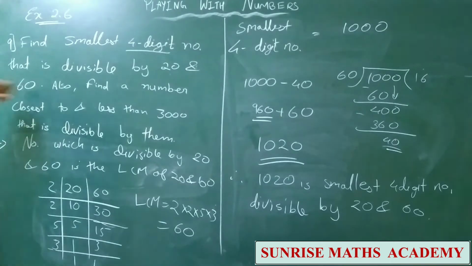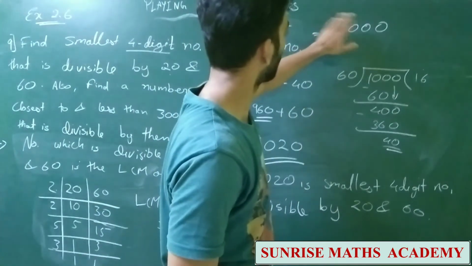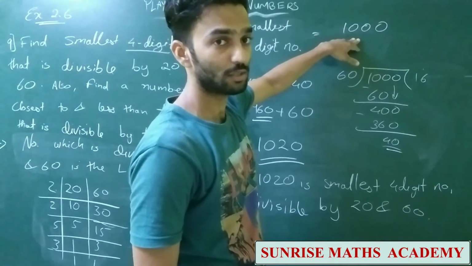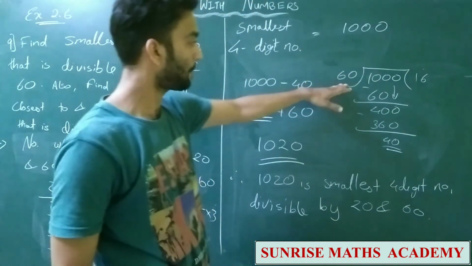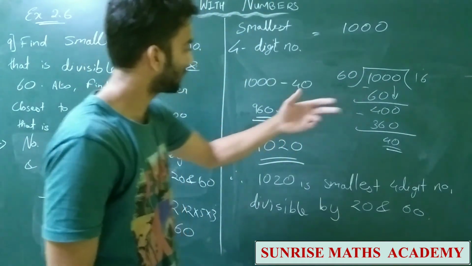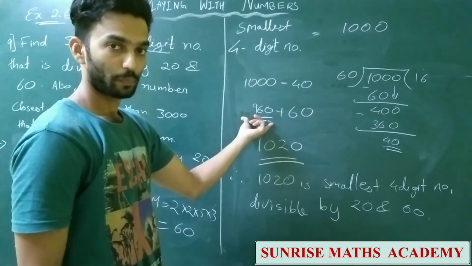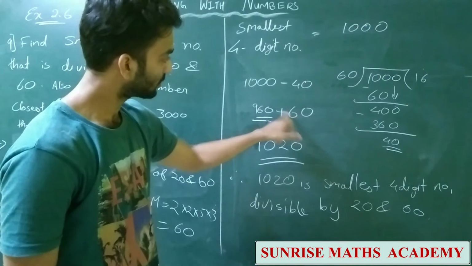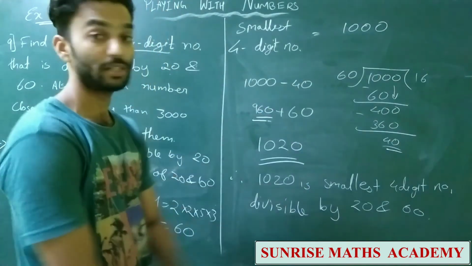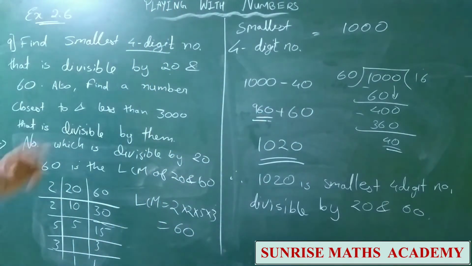Second part in the question is also find the number closest to and less than 3000 that is divisible by these numbers. Now यहाँ पे हमने क्या किया, हमने smallest 4-digit number बोला था, तो we have taken 1000 that is the smallest 4-digit number, उसको हमने LCM से divide किया and हमें 4-digit number चाहिए था. If we subtract the remainder we got 6 times 60 which is a 3-digit number. So हमने उसमें 60 ऐड किया, because again if we add 960 plus 60 it will be divisible by the LCM and therefore it will be divisible by 20 and 60.